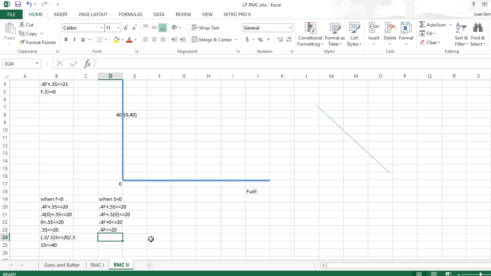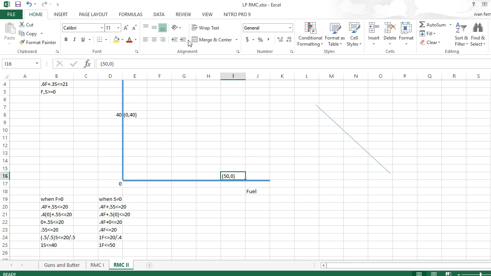So just divide both sides by 0.4. I'm skipping a couple of steps here. You get 1f equal to 20 divided by 0.4. So 1 fuel is going to be equal to 50. 20 divided by 0.4 is 50. So that's going to be 50, 0.